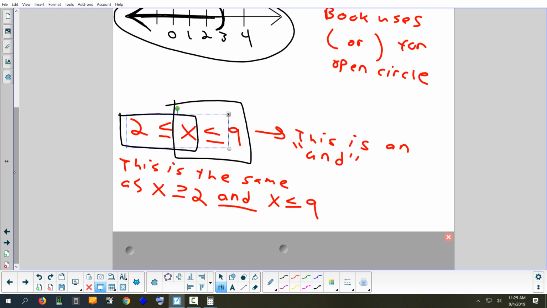So if I were to graph this one, what kind of circle would I put on the 2 and the 9? On both. Yep. Closed circle.